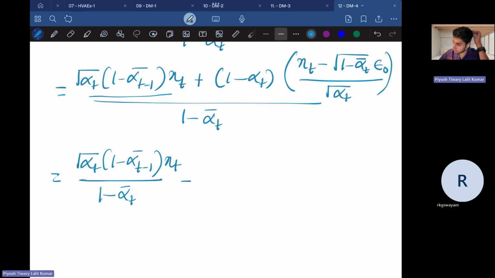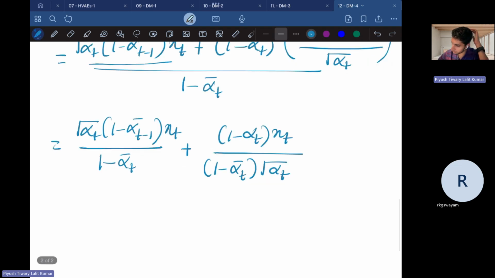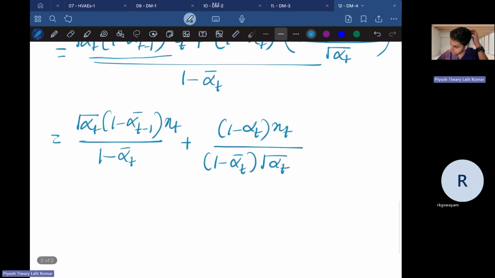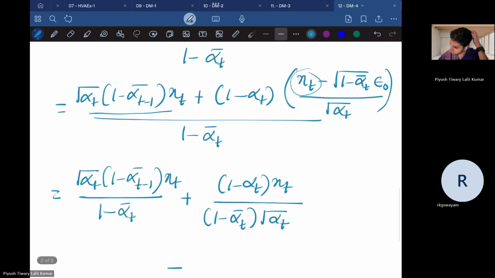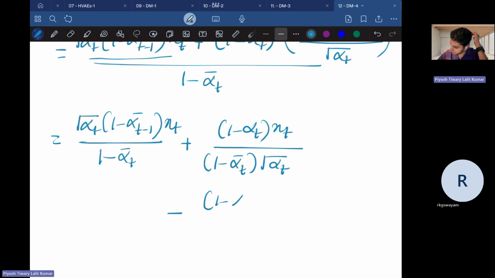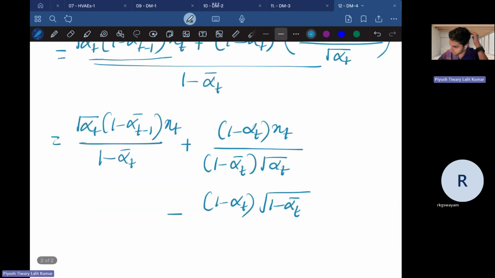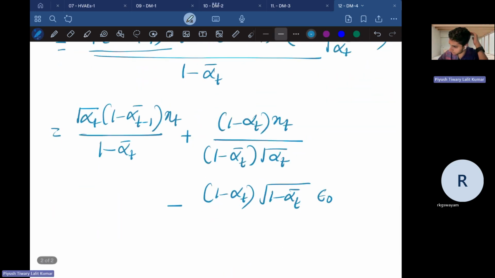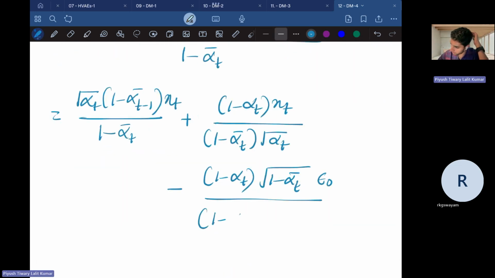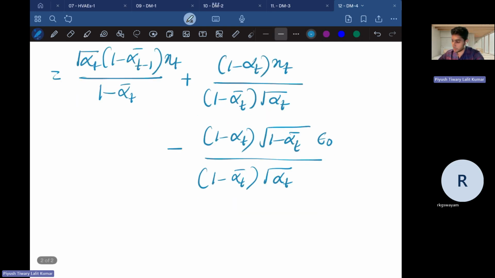plus 1 minus alpha t xt divided by 1 minus alpha t bar square root of alpha t, right? That's the second term here. And minus the third term, which is 1 minus alpha t square root of 1 minus alpha t bar epsilon naught divided by 1 minus alpha t bar square root of alpha t. This is what it is, right? I have just simplified, just broke down the terms and written them as separate things. That's all.